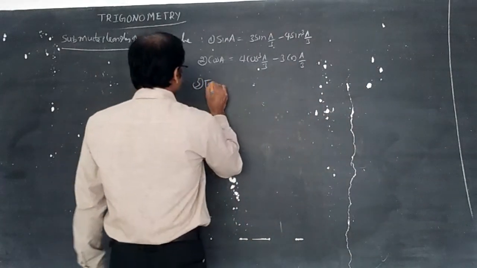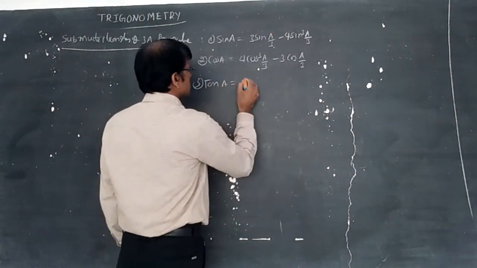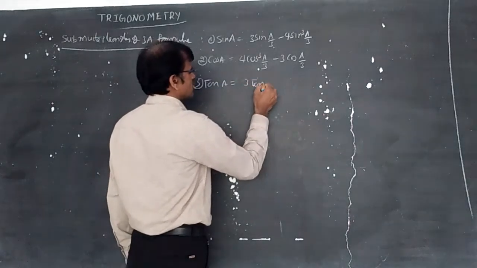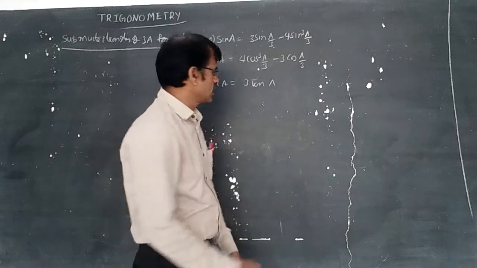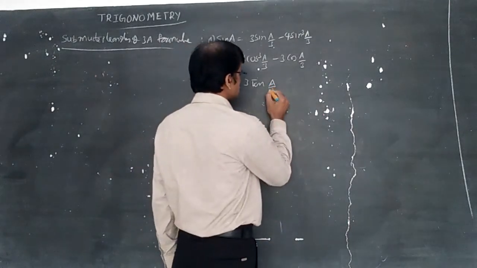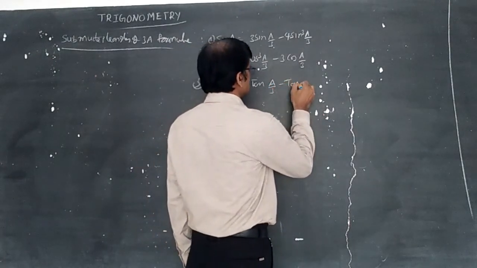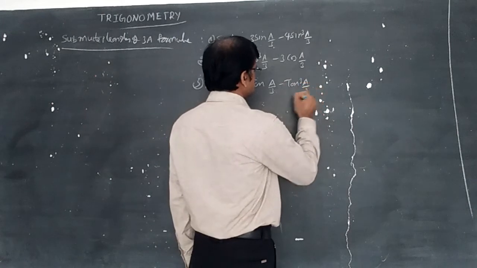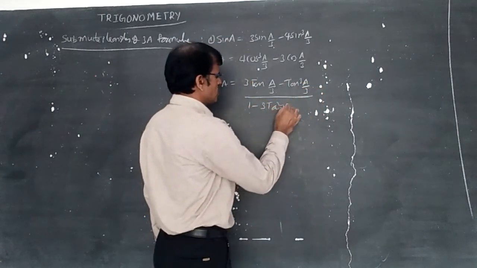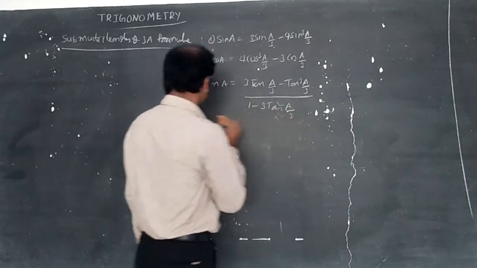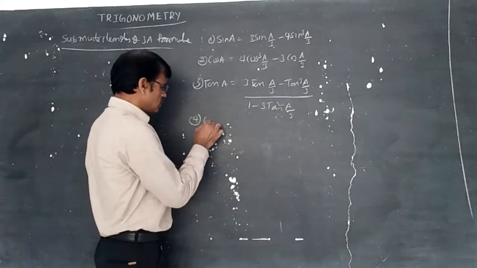Next one, tan A. Using tan 3A formula. Tan 3A formula is 3 tan A minus tan cube A by 1 minus 3 tan square A. So this is 3 tan A by 3 minus tan cube A by 3, by 1 minus 3 tan square A by 3.